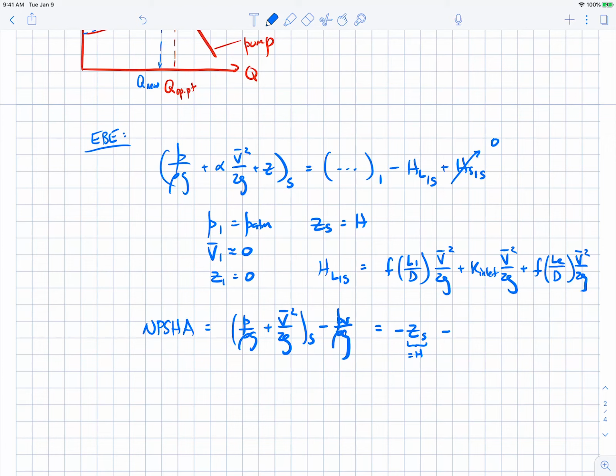And then we have our head loss term, so that'll just be f times L1 over D plus K inlet, plus f times LE over D, V bar squared over 2g. Make sure I've got this all written correctly. So far so good. The only other thing I'm missing is the vapor pressure head. So that goes over on this side. Somehow I think I've got a sign incorrect. So let me just make sure I've got this all written correctly.